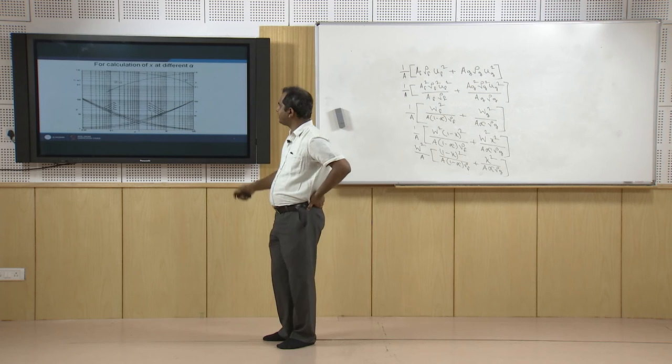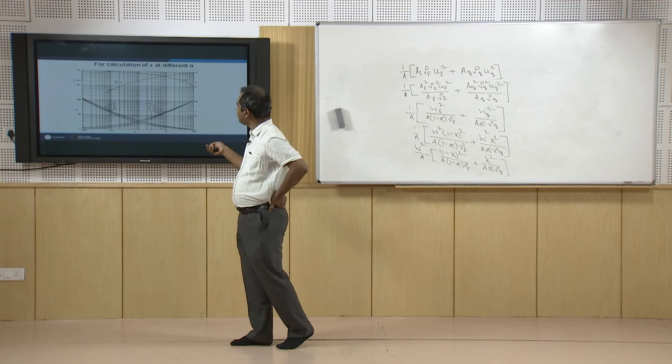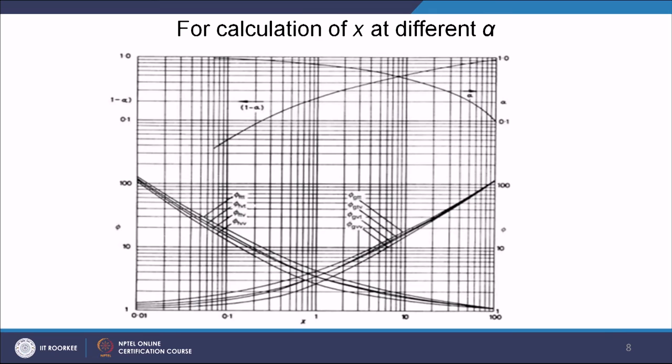Now, after getting the value of alpha, the next task is to get the value of the Lockhart-Martinelli parameters. So, what we have done over here, from this side we have 4 different lines, from this side also we have 4 different lines. Okay. Now, these lines are actually for different combinations. Okay. So, you can see the lines are like this. The first one, the upper one, is phi gtt, second is phi gtv, third is phi gvt, and fourth is phi gvv. Okay.